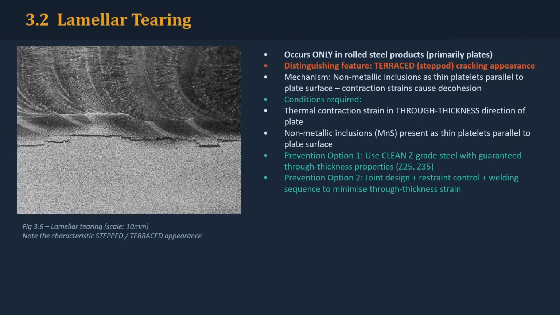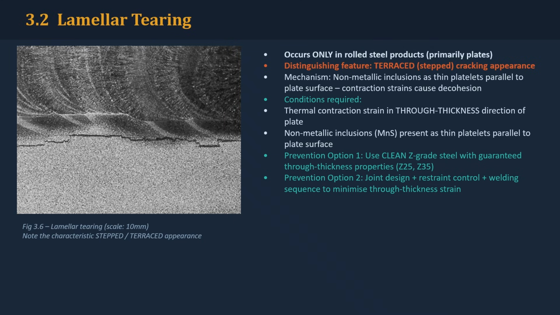Lamellar tearing is a distinctive cracking mechanism associated primarily with rolled steel plate. The most recognizable feature is its stepped or terraced appearance. The mechanism begins with non-metallic inclusions that have become elongated and aligned approximately parallel to the plate surface during rolling. When welding creates contraction strain in the through-thickness direction, stress is transferred across these inclusion regions.